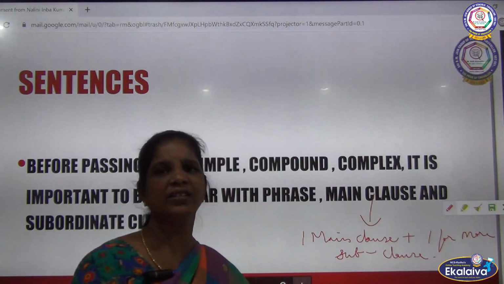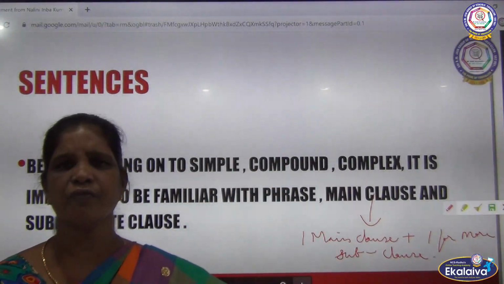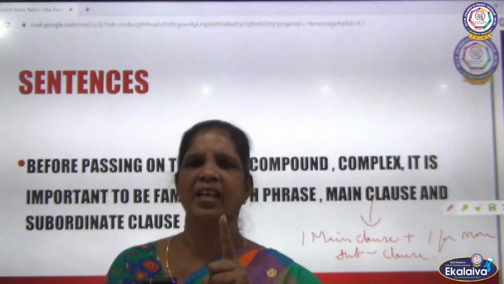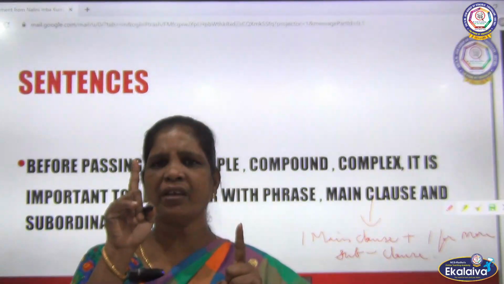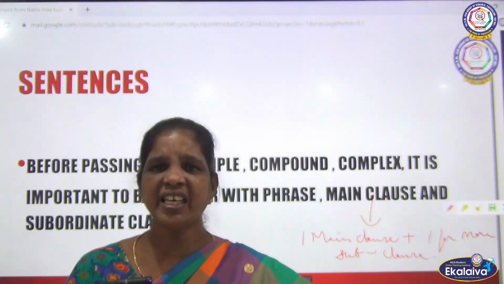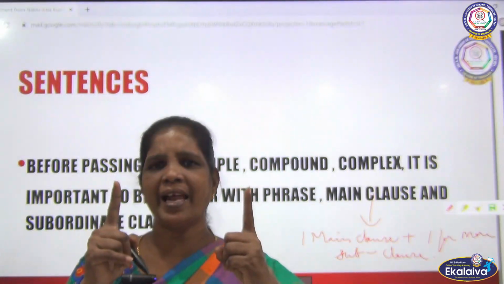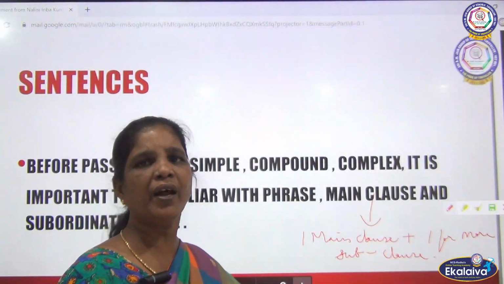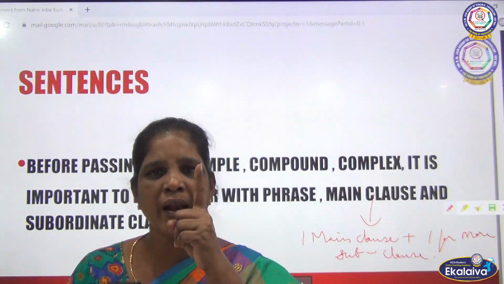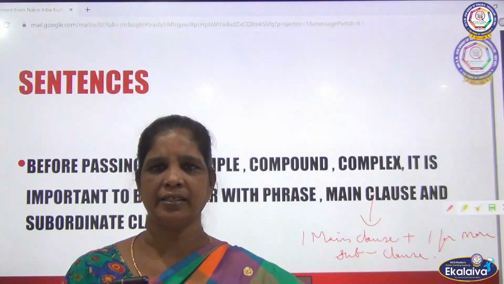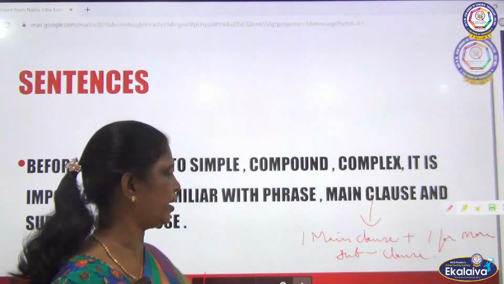So it is very clear, children. You understood the structure of the sentence. A simple sentence will be having one finite sentence, plus, if at all it has, a phrase. A compound sentence will be having two main clauses with a conjunction. And third one, a complex sentence will be having one main clause plus one or more subordinate clauses. It is very clear, children? Okay.